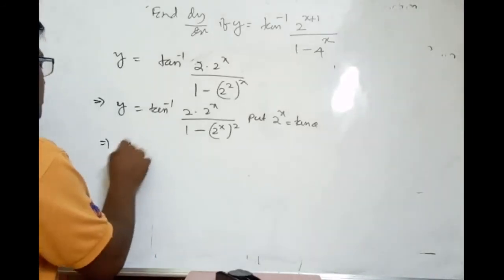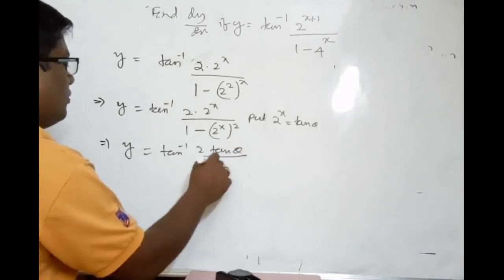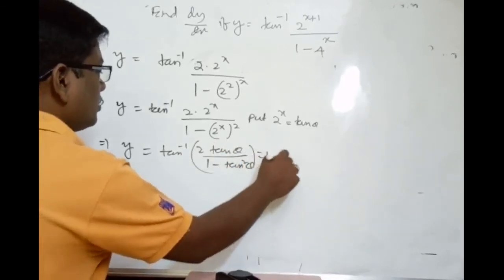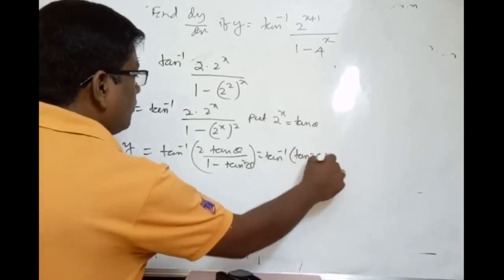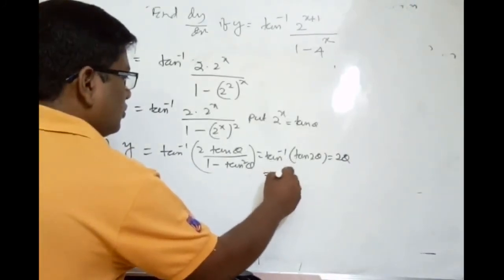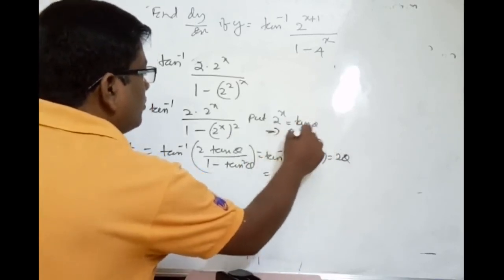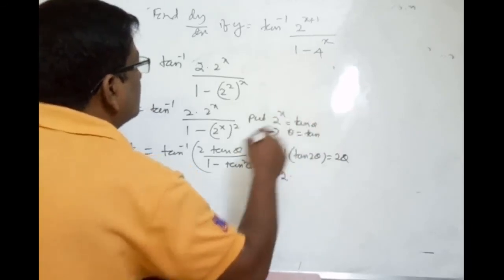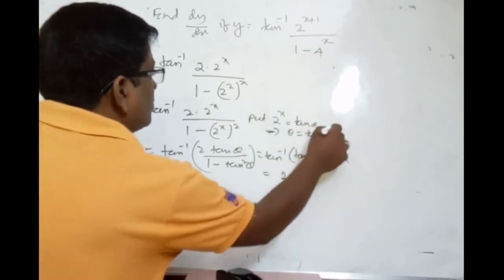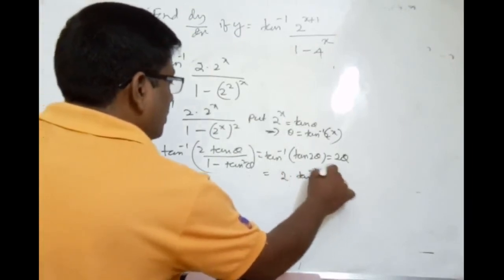So y is equal to tan inverse of 2 tan theta divided by 1 minus tan square theta. This is equal to tan inverse tan 2 theta, which is equal to 2 into theta. Theta is equal to tan inverse 2 to the x. So y is 2 into tan inverse 2 to the power x.